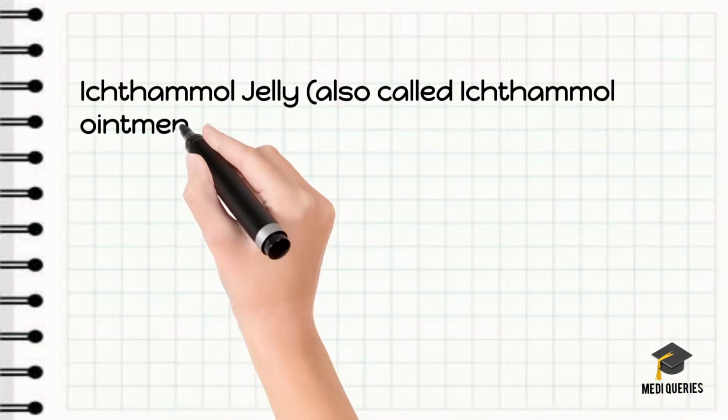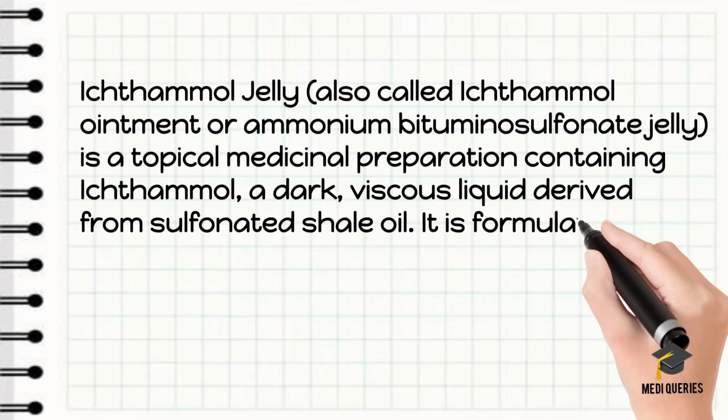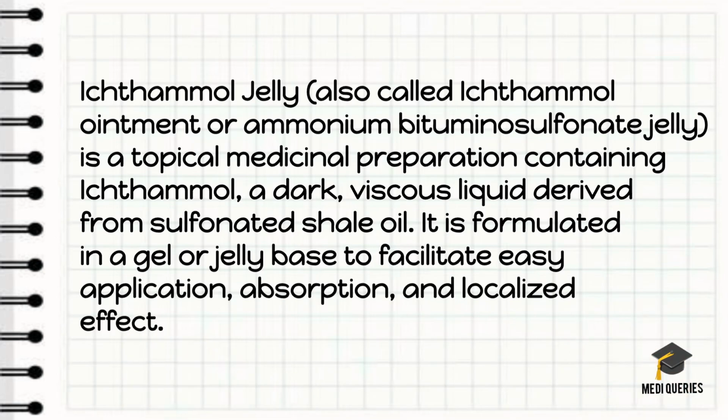So let us see one example for the jelly formulation, that is ecthamol jelly. So what is this ecthamol? Ecthamol is also known as ammonium bituminosulfonate. It is a dark brown, thick, tar-colored substance derived from sulfonated shale oil.